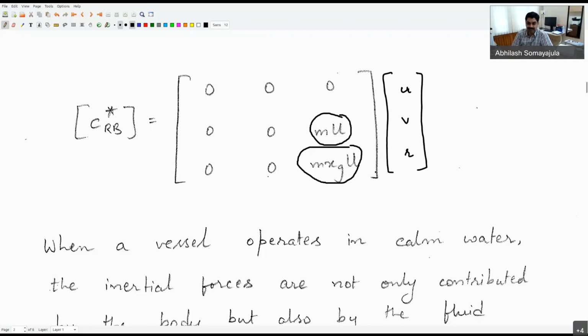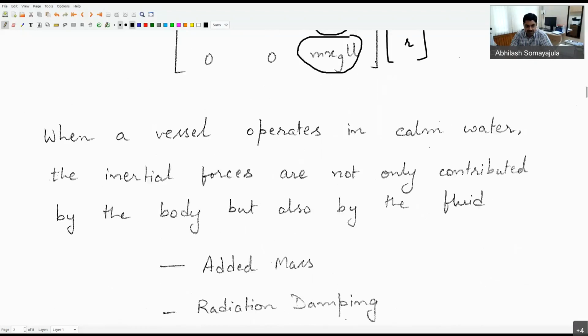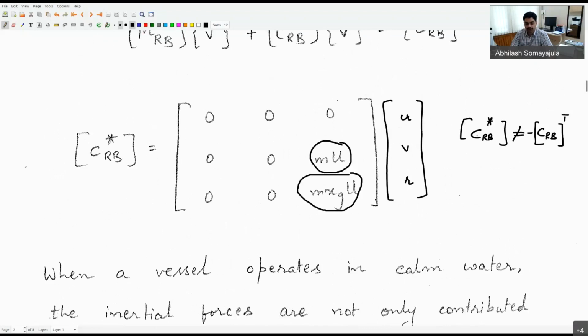Again, you can clearly see that CRB star is no longer a skew-symmetric matrix. So this is not equal to the negative of its transpose. So skew-symmetry is no longer maintained when we perform the linearization.